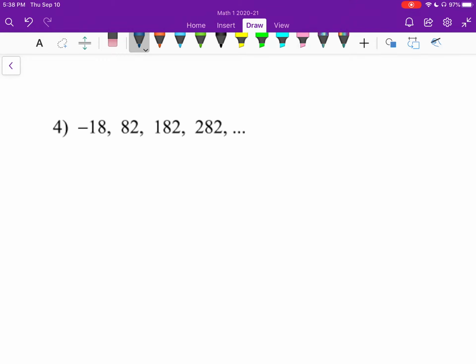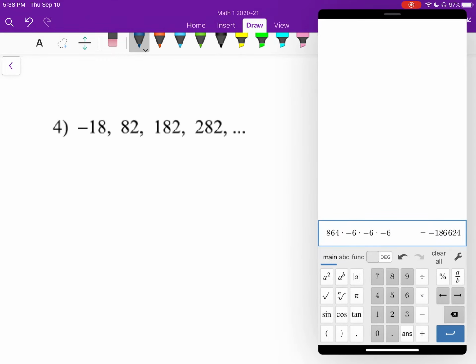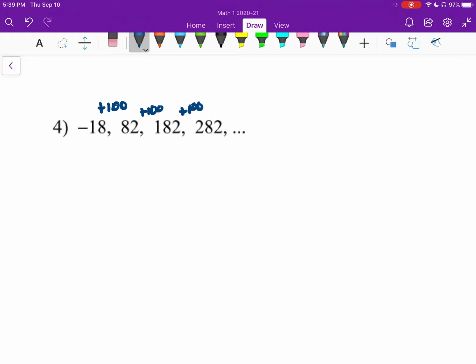So let's see, what would we have to add to negative 18 to get to 82? Well, let's say, what is 82 minus negative 18? That's 100. So right here, they added 100. To get from 82 to 182, they add 100. To get from 182 to 282, you add 100 again. So just like in number 2, we're going to continue adding 100.